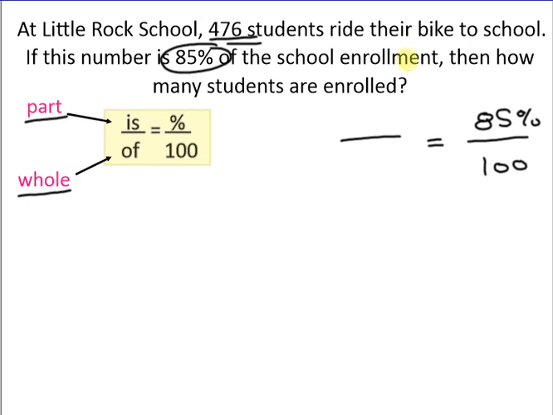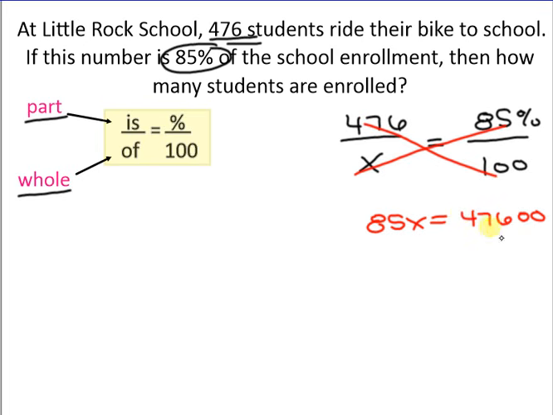Well, let's read the question. How many students are enrolled? It's asking us how many students go to school total. So it's asking us to find the whole. So this is the part, 476. So let's solve. X times 85 is 85x. 476 times 100 is 47,600. Box the variable, divide both sides by 85.